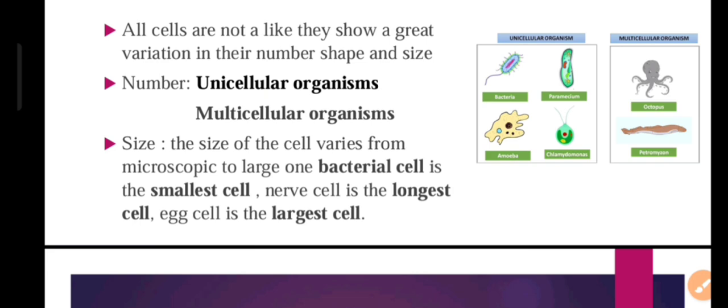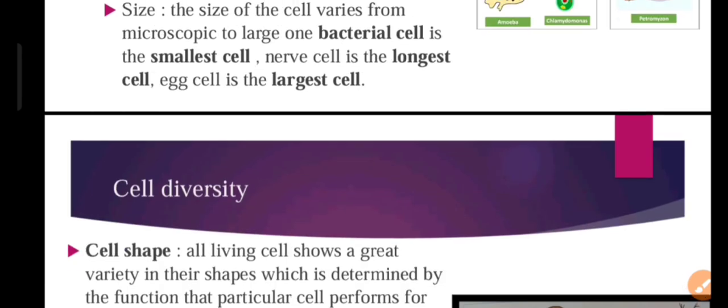Coming to the size, the size of cells varies from microscopic to large. A very small cell is the bacterial cell. The longest cell we can see is the nerve cell. The egg cell is the largest cell. You can see the ostrich egg, which is very big. That's why the egg cell is the largest cell.